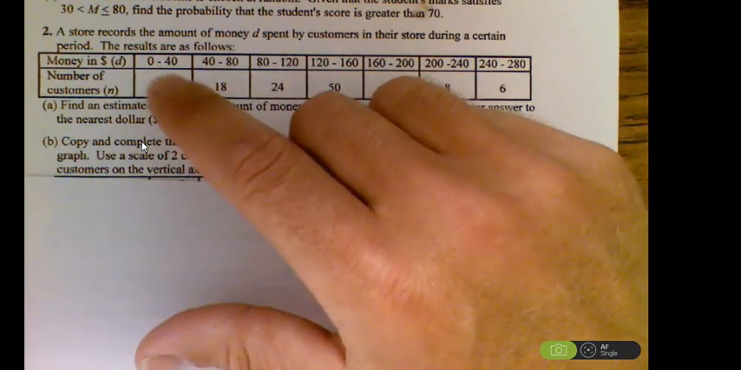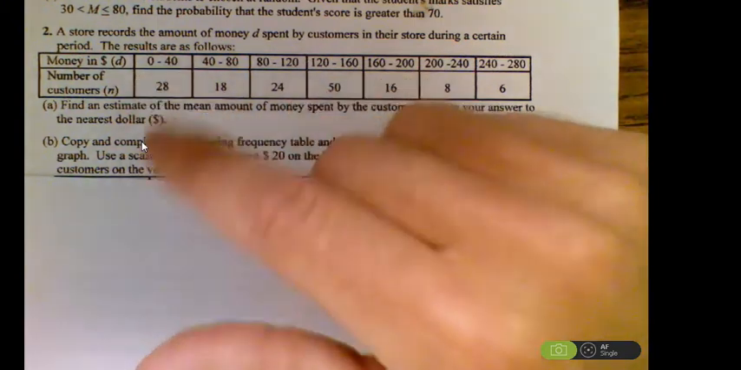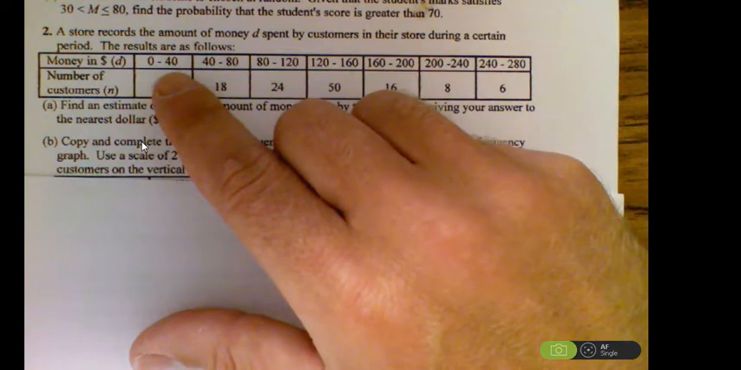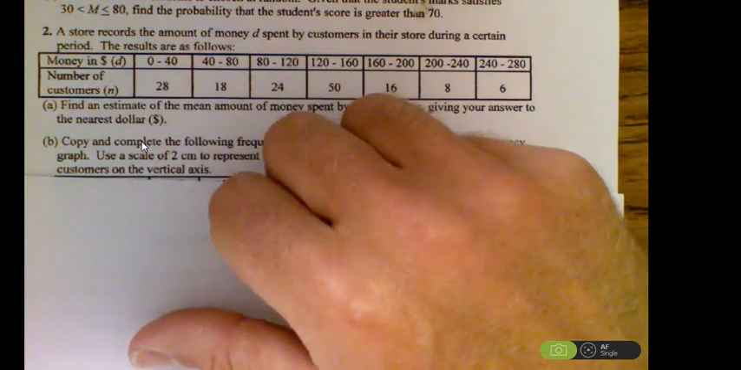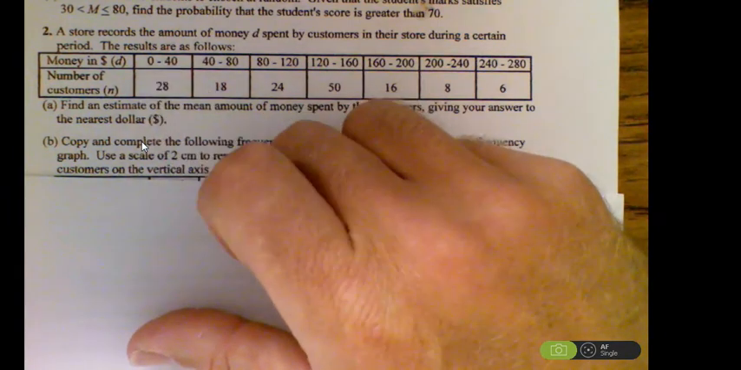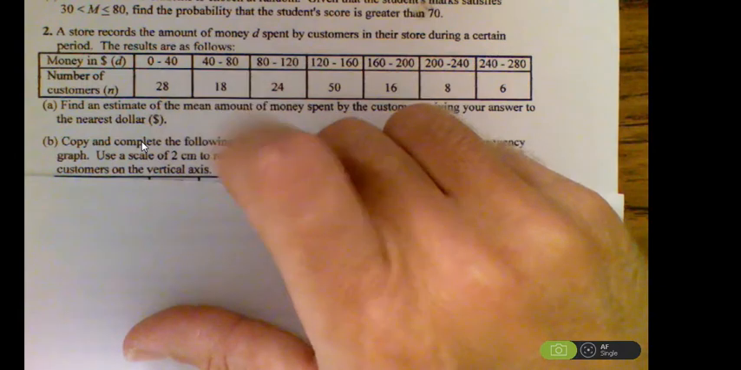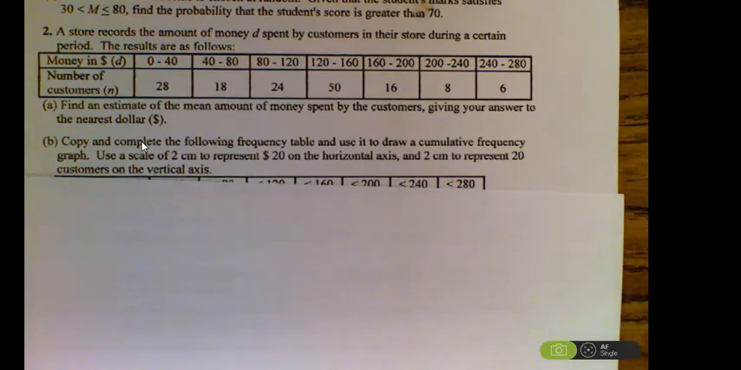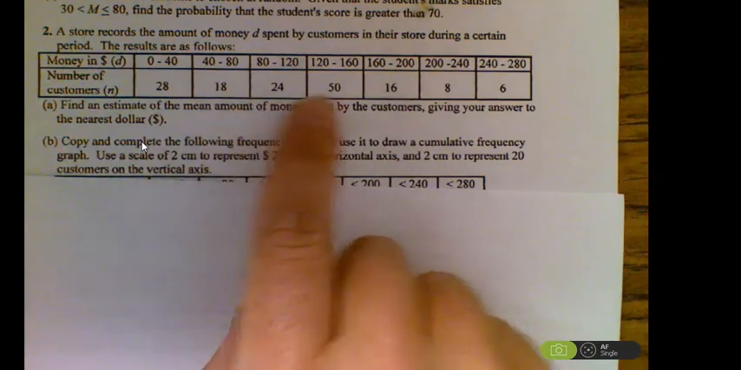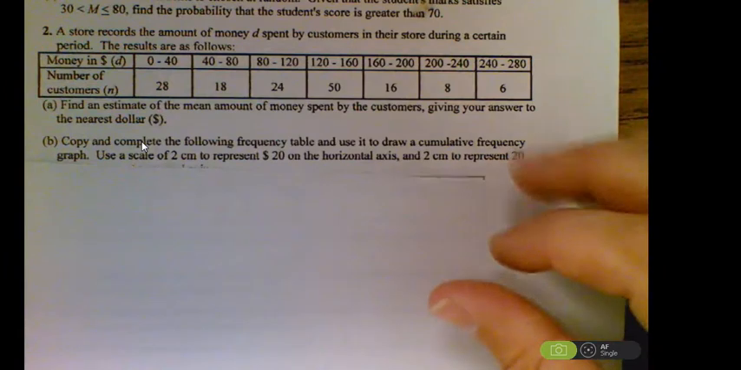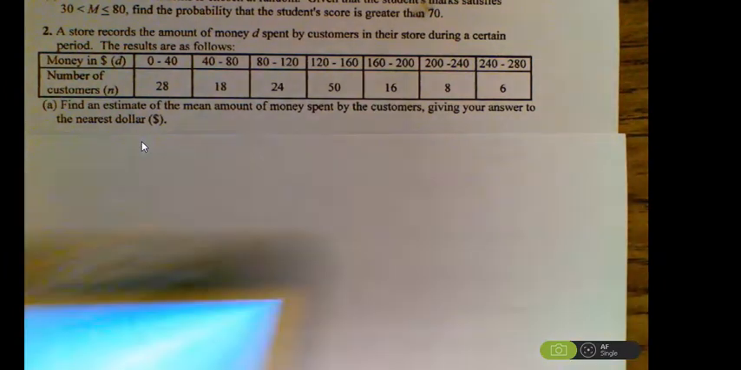So we call that the mid-interval. The mid-interval from 0 to 40 would be 20. If I just find the average, 0 plus 40 divided by 2, that gives me the mid-interval, so the mid-interval would be 20. So we just assume that I have 28 20s, then 18 60s, 24 100s, and so on and so on. If I found the sum of all that data and divided it by the number of terms, which would be the sum of my frequency list, that would give me my average. So that's one way you could do it, but of course there's an easier way in the calculator.